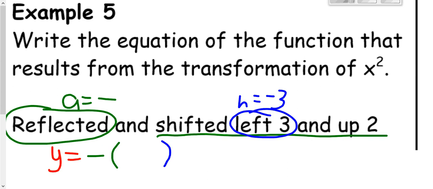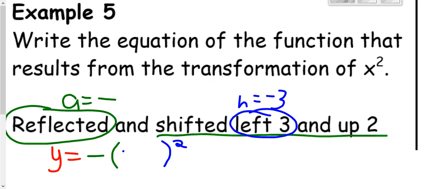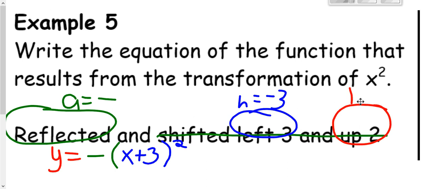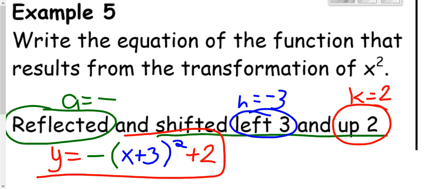But remember, in those parentheses, it lies to you, right? So instead of saying h minus 3, because it lies, we have to say plus 3. So I'm going to say x plus 3, because then I would pull out that negative 3 as my h value. But then our k value would be up 2. So k is going to equal 2. Do I need to change that when I put it in my equation? No. So I'm just going to say plus 2. And that would be my equation.